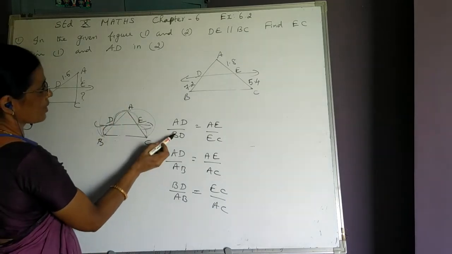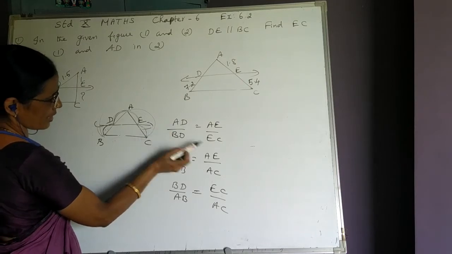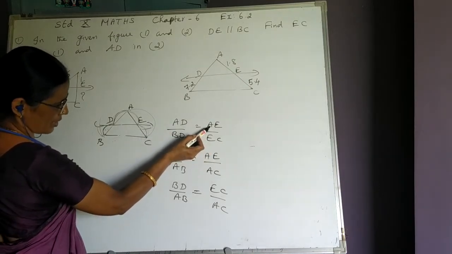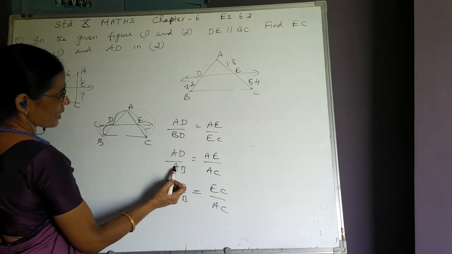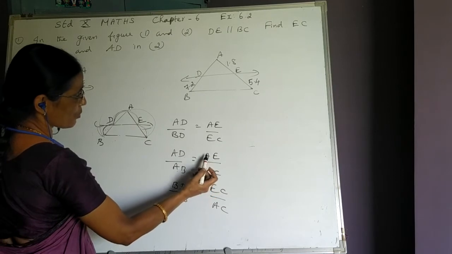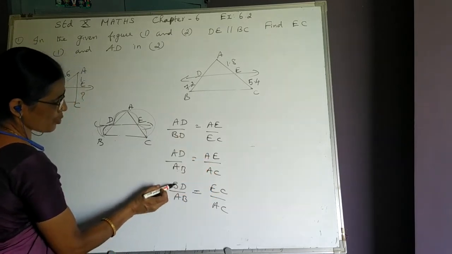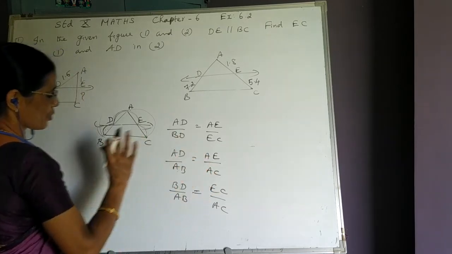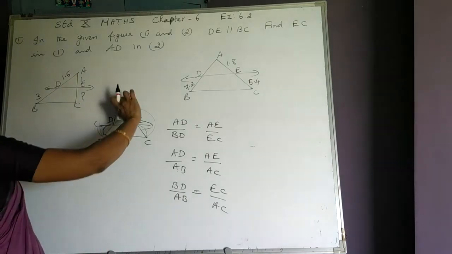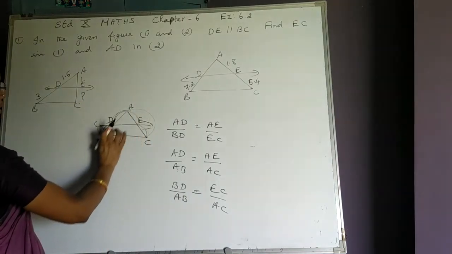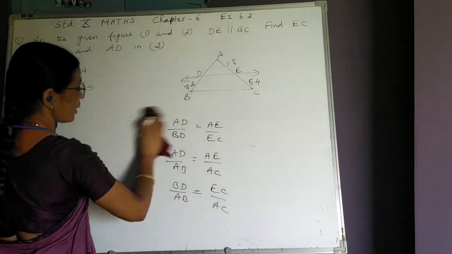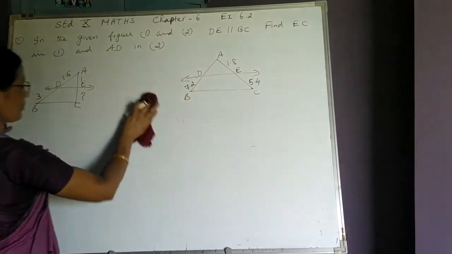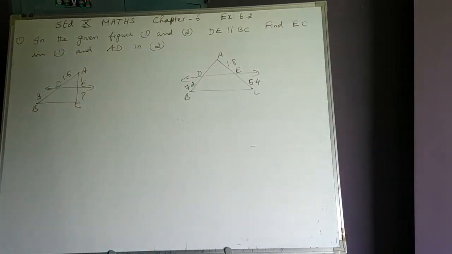This can also be written as BD upon AD. In that case, the other side becomes EC upon AE. We can take the reciprocal of this also, AB upon AD. In that case, the right hand side will be AC upon AE. If I take AB upon BD, the other side will be AC upon EC. So remember, AD and AE are one group, BD and EC, AB and AC. Now among the three, which result should be used? It depends upon the numbers given.